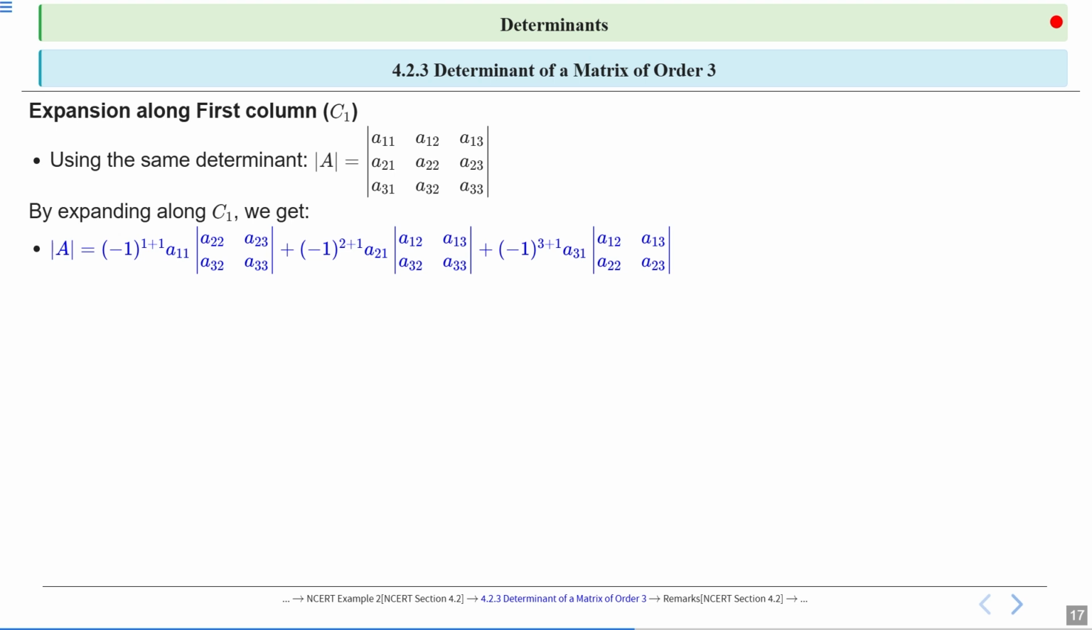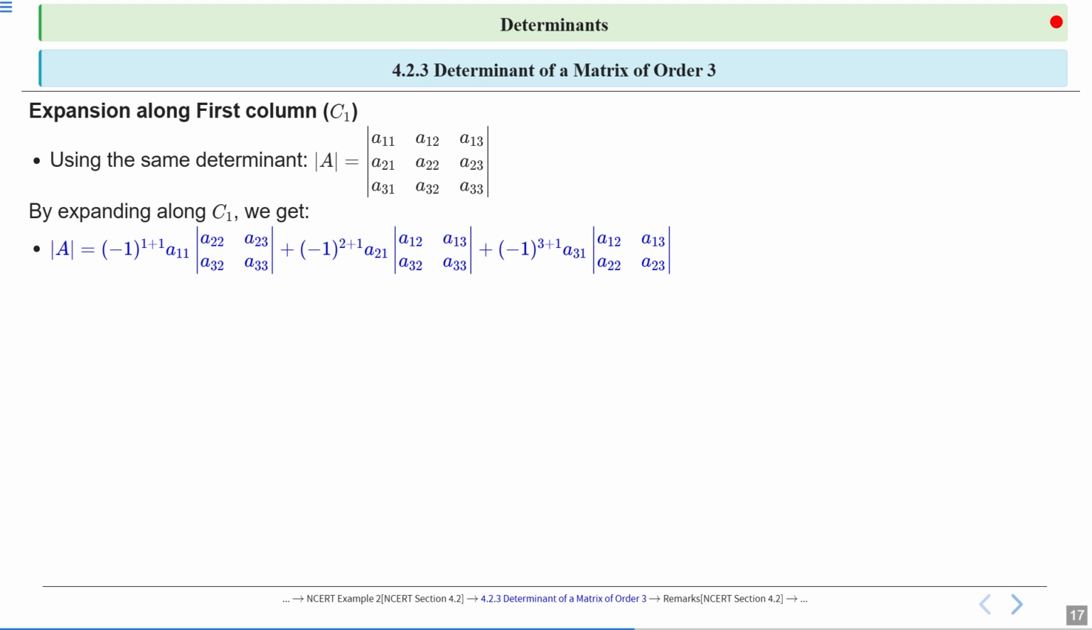The second element of that column 1 is a21. So the value of minus 1 the power i plus j is minus 1 the power 2 plus 1, minus 1 the power 3, that is minus 1, into a21, and then determinant of the matrix, which is obtained by just cancelling the second row and first column. So we get the matrix a12, a13, a32, a33.